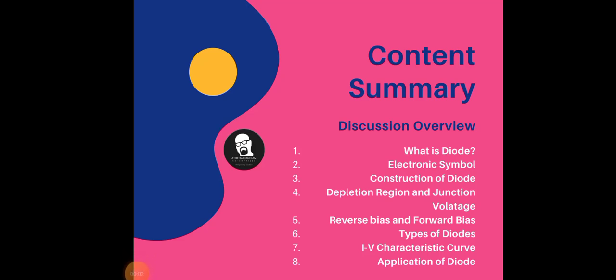Hello students, we'll start our second chapter, that is PN junction diode. And in this lecture we'll see what is diode, what is the symbol of diode, how construction of diode is made, depletion region and junction voltage, reverse bias and forward bias means connection of diodes, types of diodes, VI characteristics of diode and application of diode.